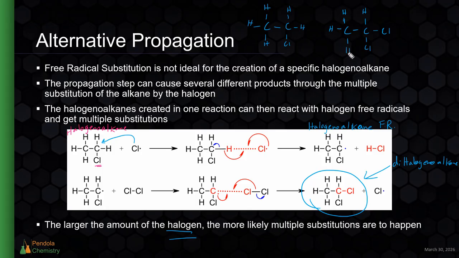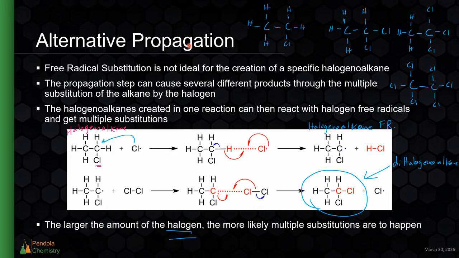This can actually keep happening over and over again. And we could get 1,1,1-trichloroethane by replacing another one of those hydrogens. And that can keep going on and on and on. We could even make 1,1,1,2,2,2-hexachloroethane, which is where every single hydrogen gets replaced with chlorine or bromine or iodine. It doesn't really matter what the halogen is.